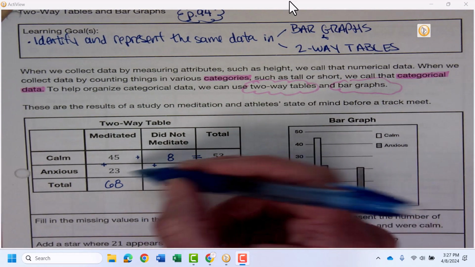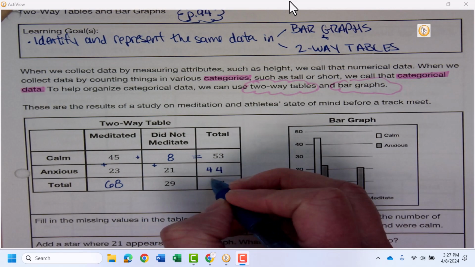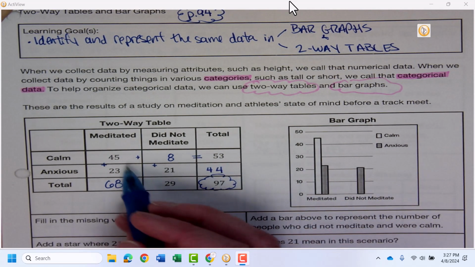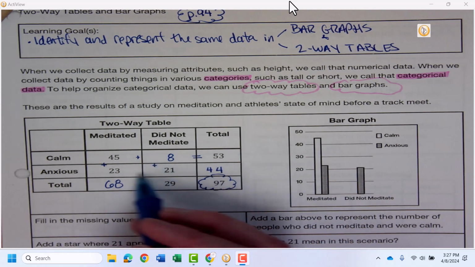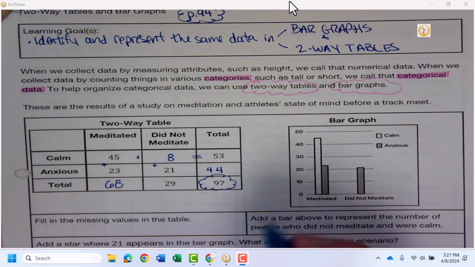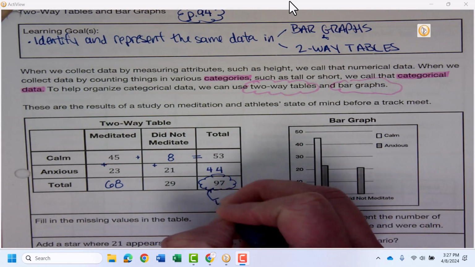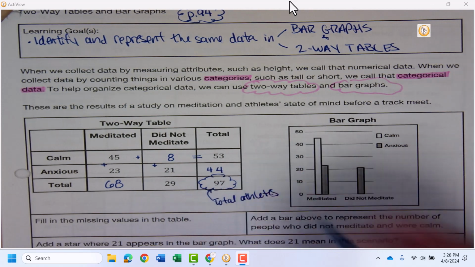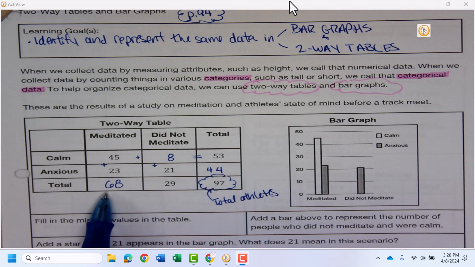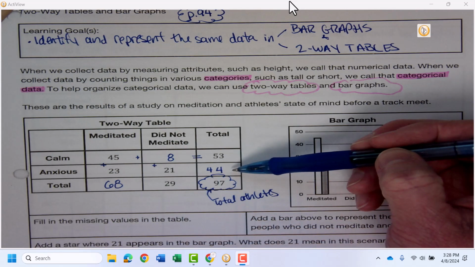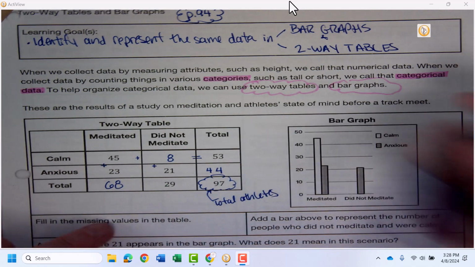Some meditated, some didn't. And this is our grand total. These are all the athletes we had. If I add up all 4 of these cells, I end up with 99 total athletes that were interviewed. Again, 68 meditated and 29 didn't. And in the other direction, 53 were calm and 44 were still anxious. Those are our totals.